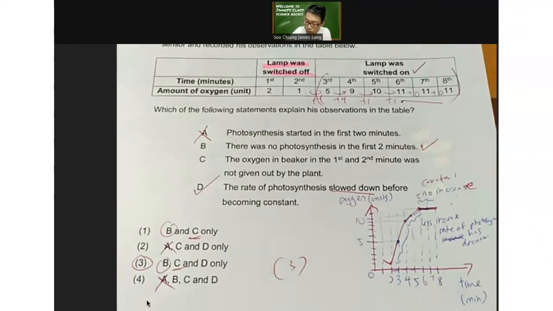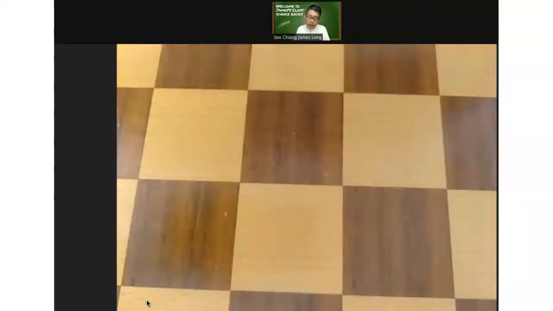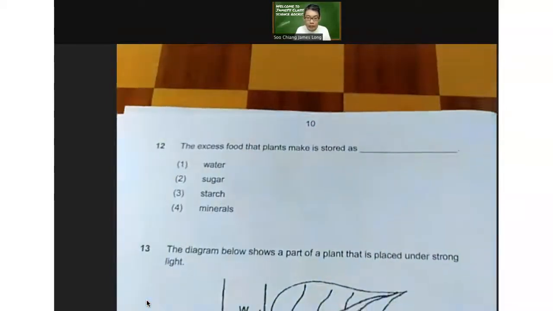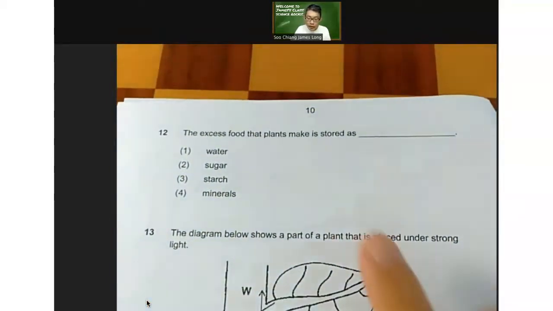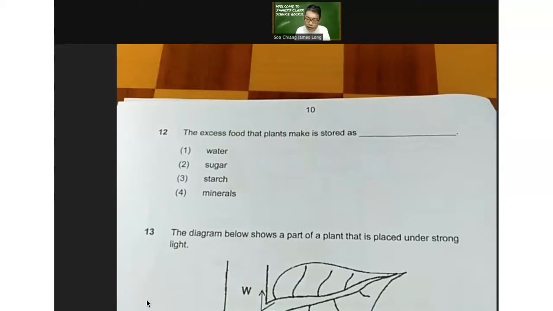Okay. Now let's take a look at the next question. Let's try question 12. Pause and do this. I'm sure you can solve this in a matter of seconds.